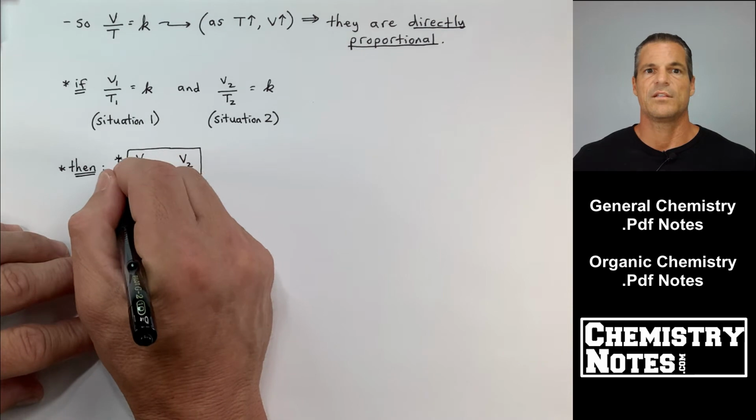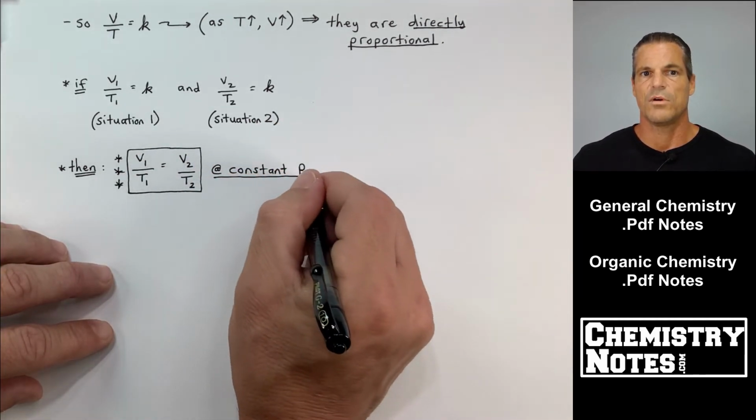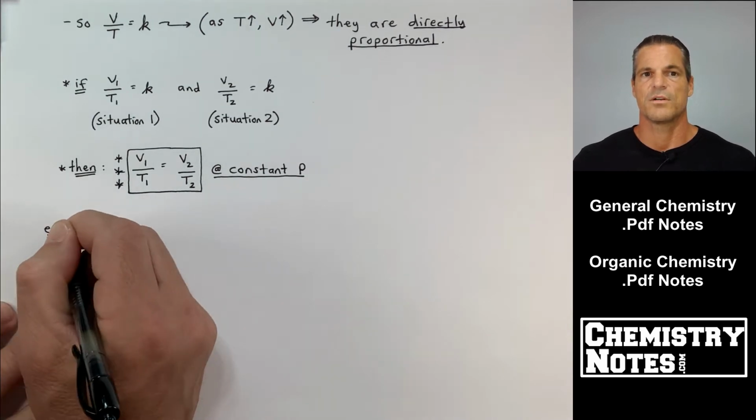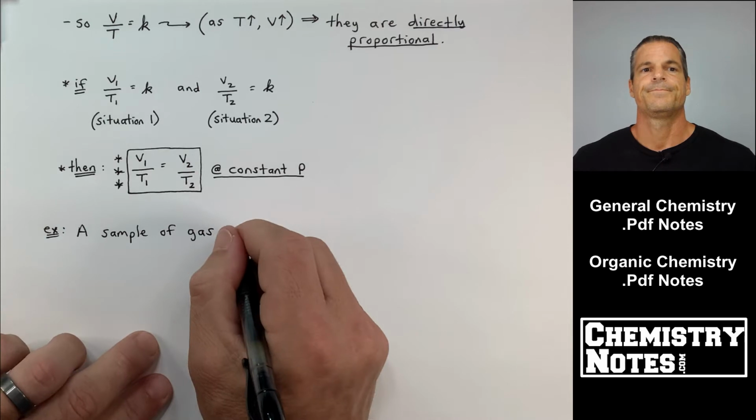Three stars around it. This is what you want to remember. V1 over T1 equals V2 over T2, at constant pressure. That's the Charles' law that we'll be using when solving problems.